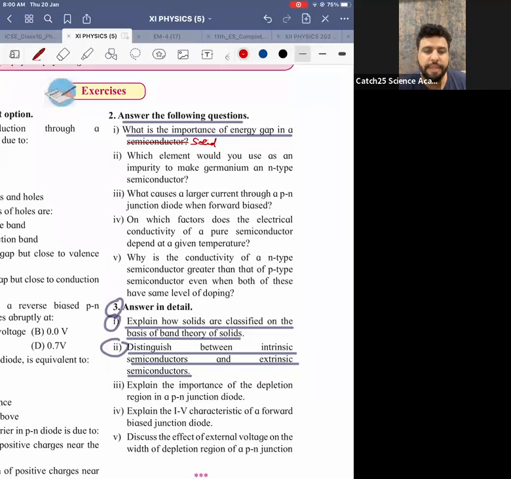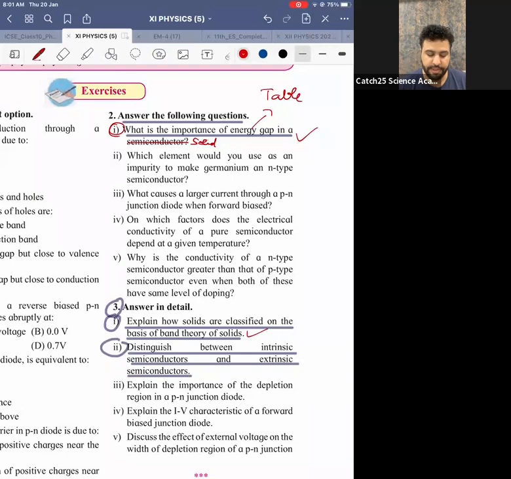If the energy gap is 0, the solid is a conductor. If energy gap is less than 3 electron volt, solid is a semiconductor. And if energy gap is greater than 3 electron volt, it is an insulator. Is it clear? Therefore, this also you should be able to answer. The answer for this is the table that you have taken as the summary. So this question is also done.